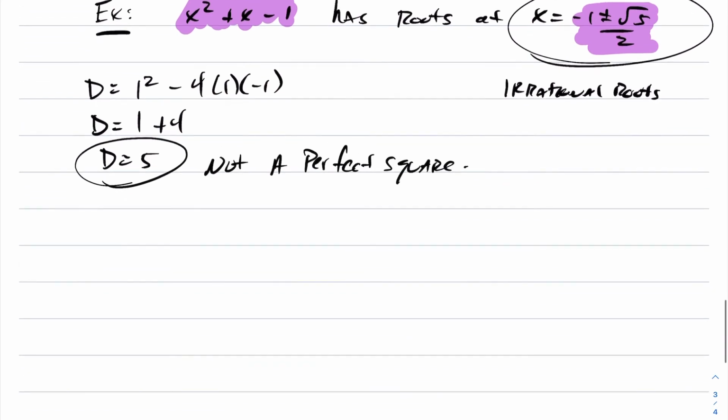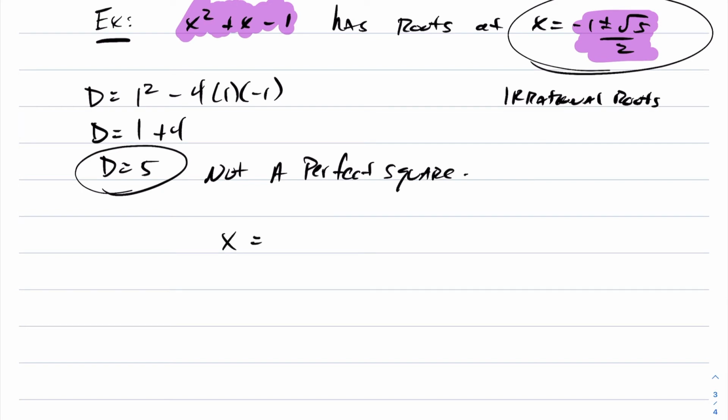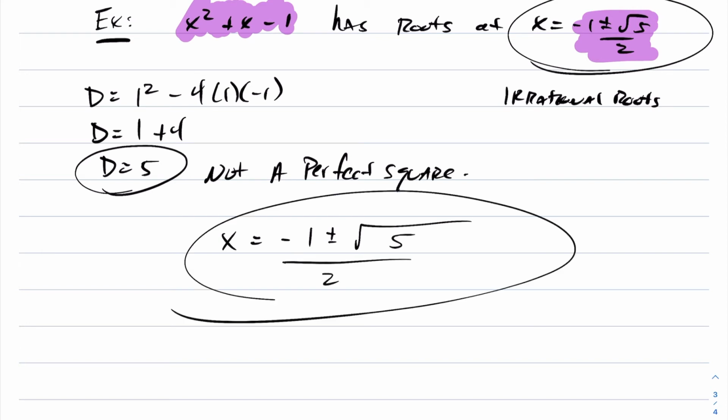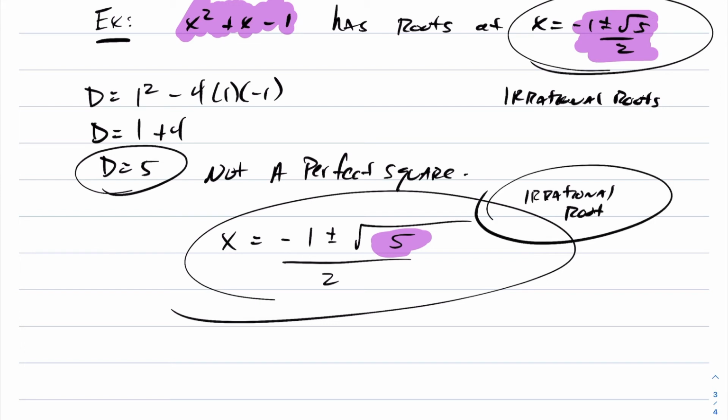Okay, let's take a look at what this looks like in the quadratic equation. Well, this is going to be x equals negative 1 plus or minus the square root of 5 over 2. Notice, because my discriminant, which in this case was 5, was not a perfect square, I was unable to cancel off the square root. And because of that, I was left with an irrational root. If you have an irrational root, that means that certainly it can't be factored, because if your quadratic was factored, you'd be left with a rational root or an integer valued root.